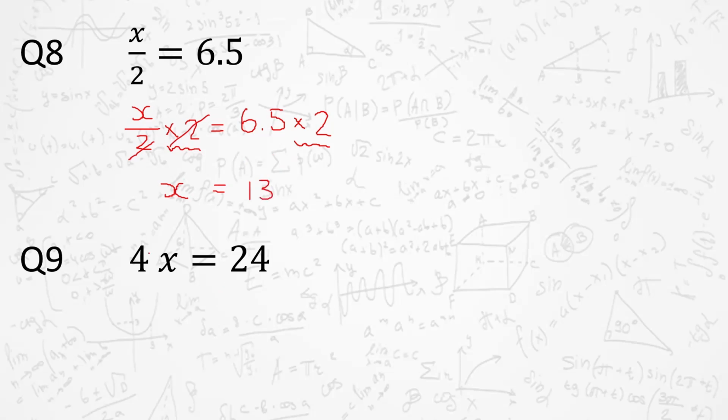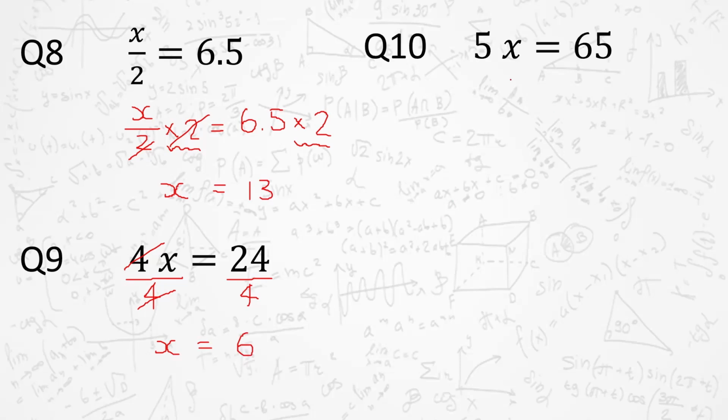Next one, question 9. 4x equals 24. When you have a 4x, the relationship between 4 and x is actually multiplication. So it's 4 times x equals 24. To get rid of the 4, we need to do the opposite. So it's easier to put it as a fraction. Now we have x equals 24 over 4. The answer is 6. So x equals 6.